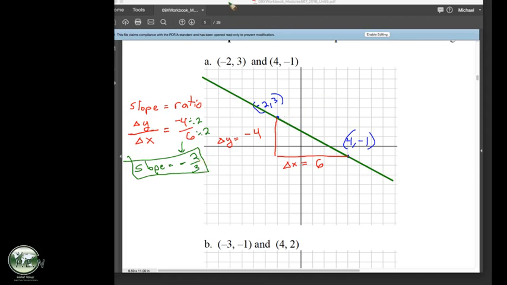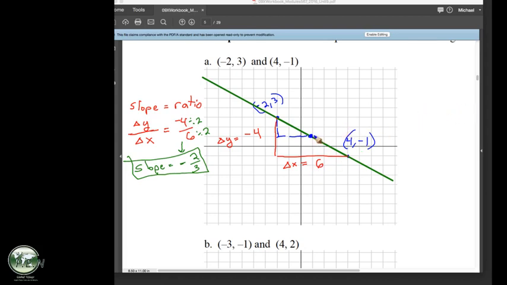So if I come down, let me change my colors. Let's go to blue. If I come down to 1, 2, and then I go over 3, 1, 2, 3. Oh my goodness. Look, I got back to the y. Isn't that amazing?